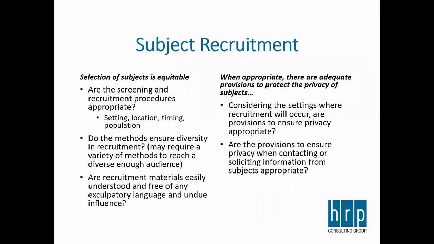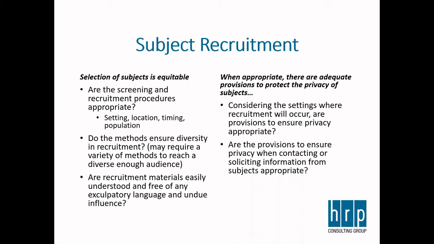So for subject recruitment, here are some questions the IRB may consider when determining if the selection of subjects is equitable and adequate provisions are in place to protect privacy during recruitment. The IRB is probably going to ask, are the screening and recruitment procedures appropriate? They're going to want to know the setting, the location, the timing, the population that's being targeted, and how they're going to be accessed for recruitment.